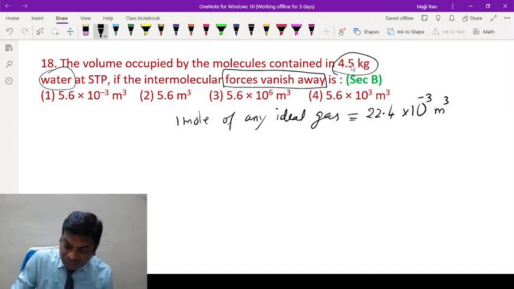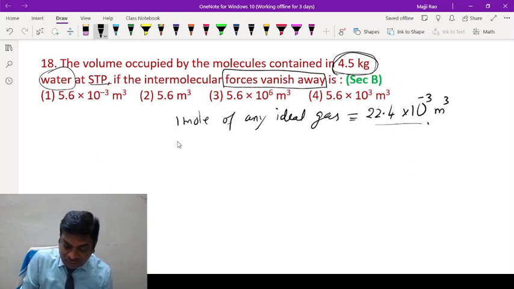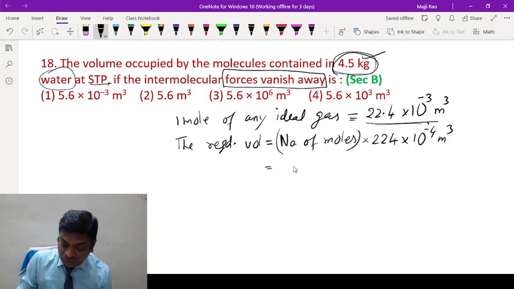Now, accordingly, if we calculate the number of moles, assuming the water has been converted into the gaseous, vaporous state, then we can multiply the number of moles by this volume, because at STP it is there. So the required volume is the number of moles into the volume occupied by each mole at STP, that is 22.4, or 224 into 10 power minus 4. Now, the number of moles can be calculated as mass upon molecular mass. So, mass is how much?